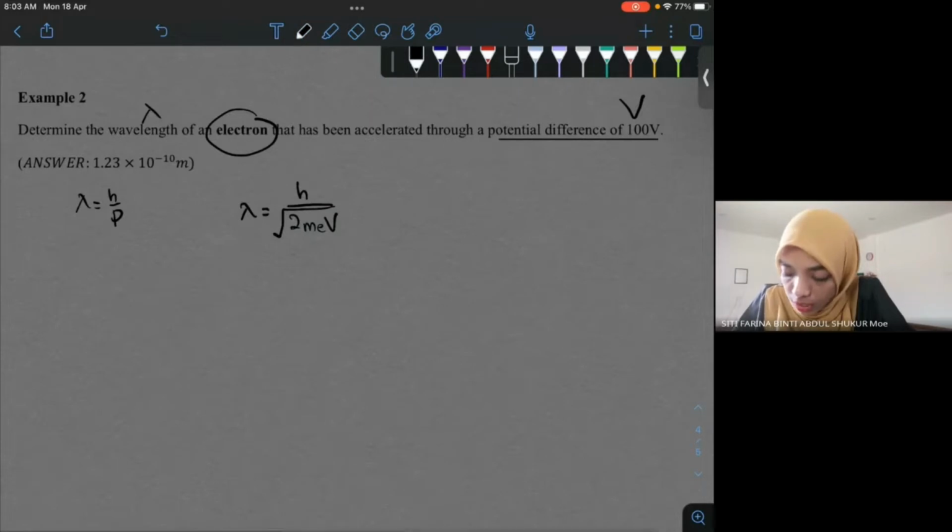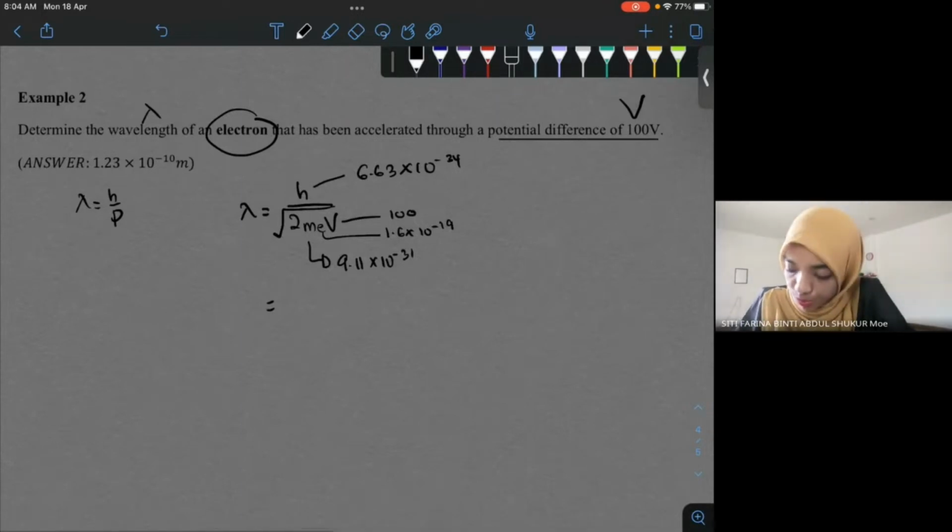So h is a constant, 6.63 times 10 to the power negative 34. Mass of electron is also a constant, 9.1 times 10 to the power negative 31. Charge of electron is another constant here, 1.6 times 10 to the power negative 19. V is given as 100. So you can just put in all the values here and press your calculator. You will get your answer.